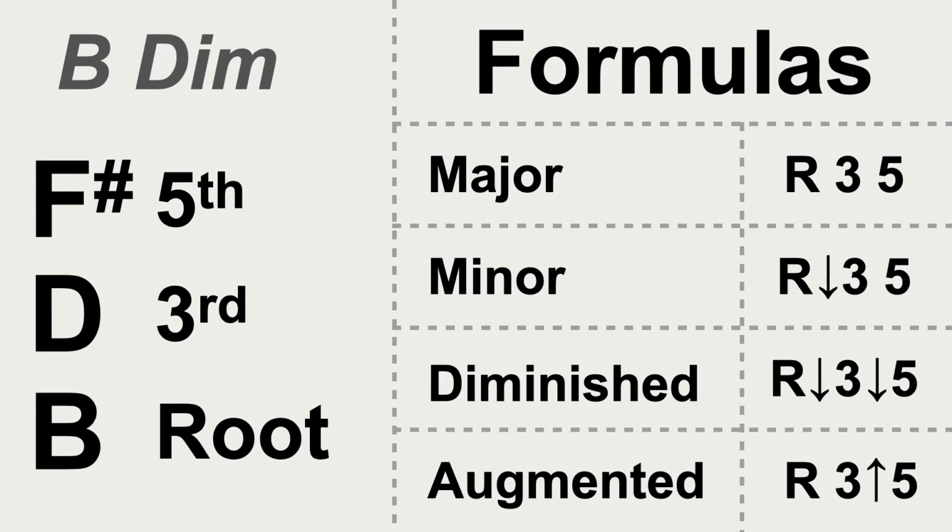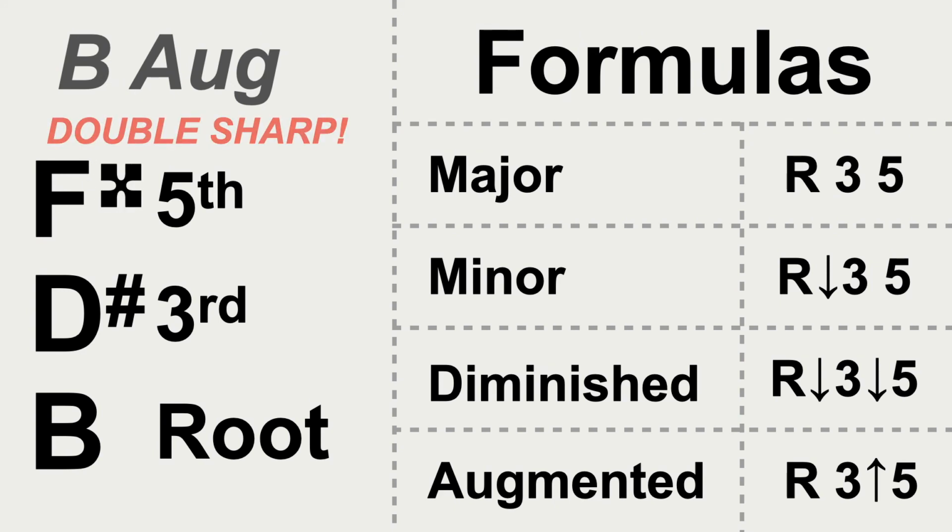To make that diminished, we take the 5th degree, which is F sharp, and we lower it to become F natural. The B diminished triad is spelled B, D, F. To make it augmented, we take the 5th and we have to raise it a half step, but it's already sharp, so we have to use a double sharp. And that's the symbol for double sharp.